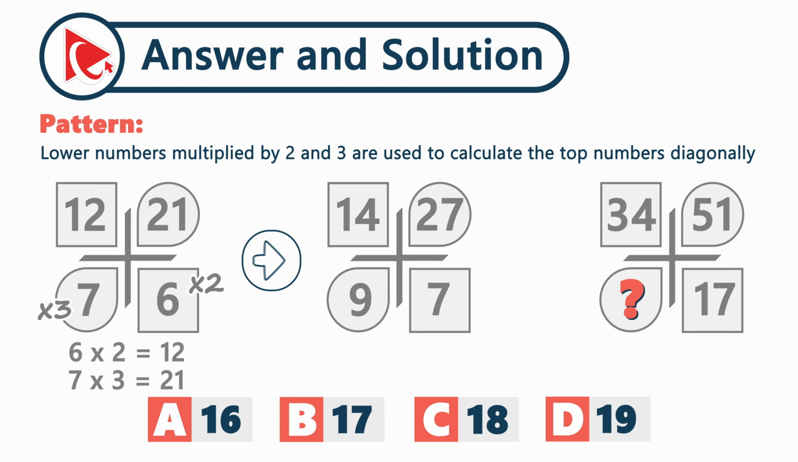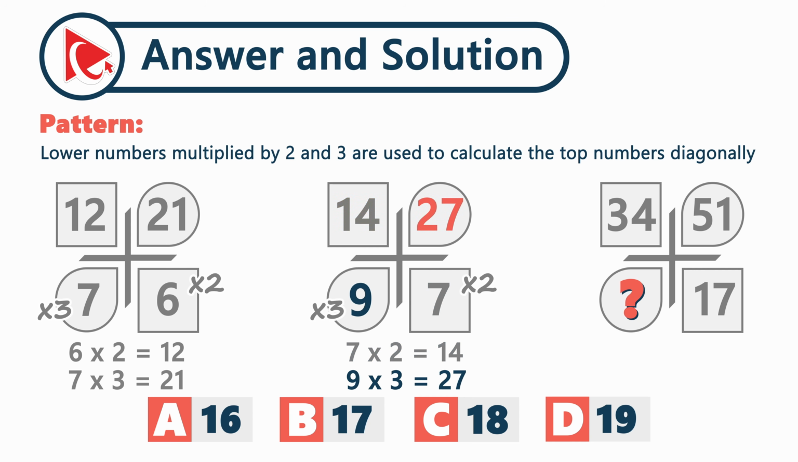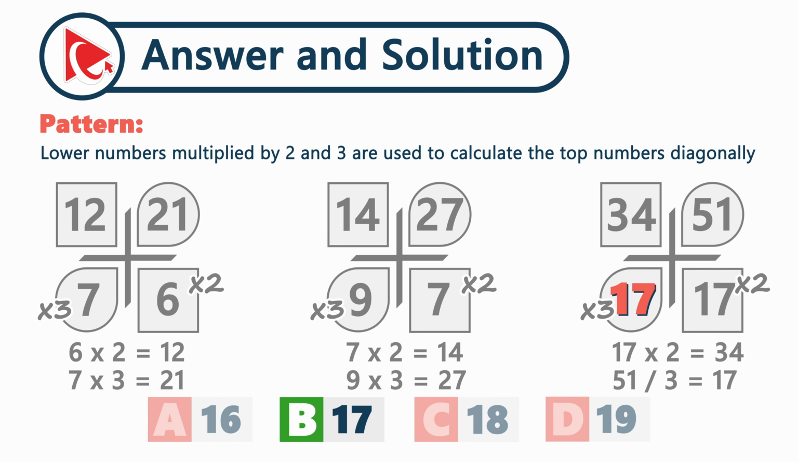Let's confirm that we're on the right track with the second shape. 7 multiplied by 2 equals 14, and 9 multiplied by 3 equals 27. Now let's switch to the third shape. 17 multiplied by 2 equals 34. And you know what time it is? It's the magic time to calculate the missing number. 51 divided by 3 equals 17. So the correct answer here is choice B, 17.